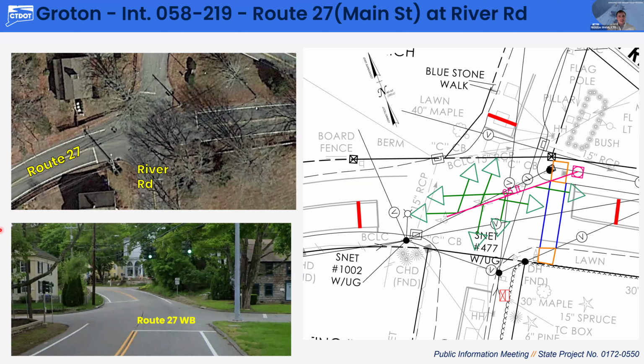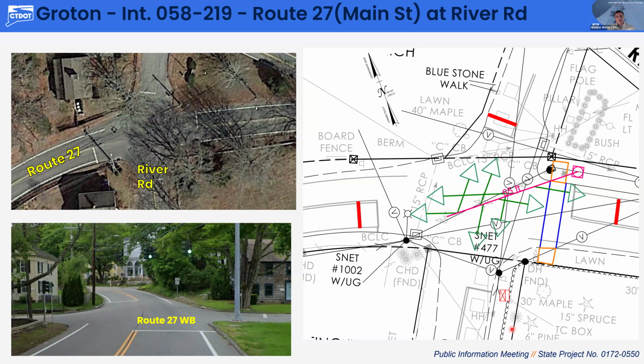So you can see this is Groton. So the right side of the slide, that's our preliminary concept at this time. The top left, that's a bird's eye view of the location. And the bottom left, that is a street view of the location. So each slide is going to have the same kind of information on it.